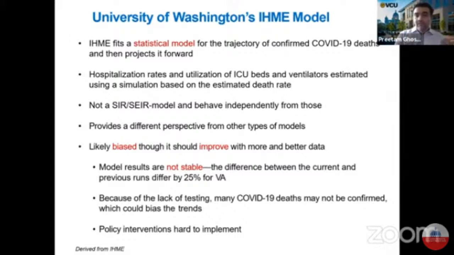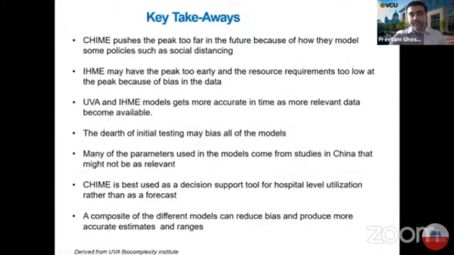Because of the lack of testing, many COVID-19 deaths may not be confirmed. The IHME model works off the death counts, so it's not looking at the infected numbers as much. It is looking at the number of deaths, and based on that, it is doing a curve fitting to figure out how many people might be infected. If the number of deaths is not properly reported for COVID-19, these types of models do not work so well because there is a bias in the data set. With the IHME model, these types of statistical models, policy level interventions are very hard to implement.